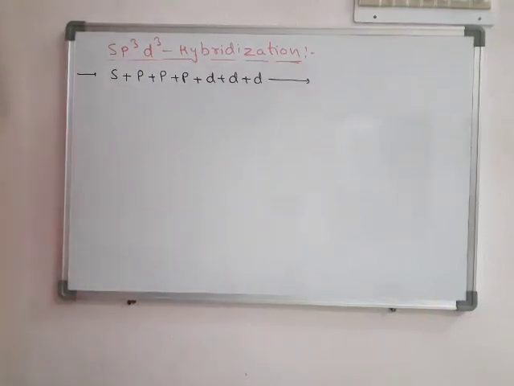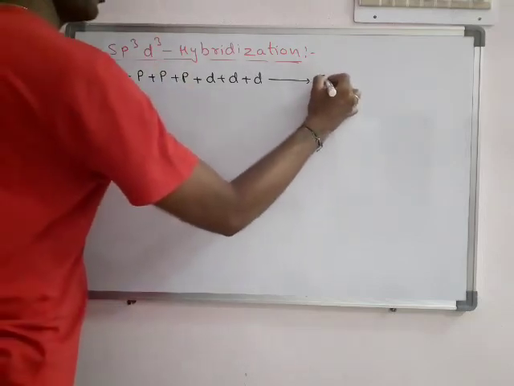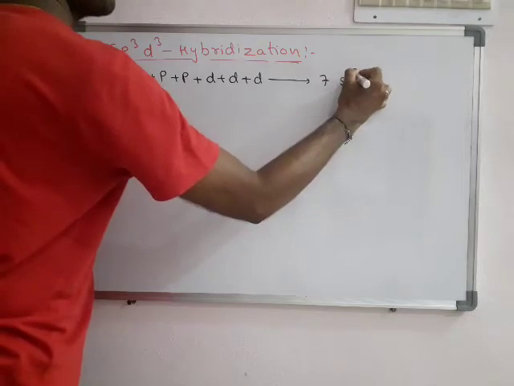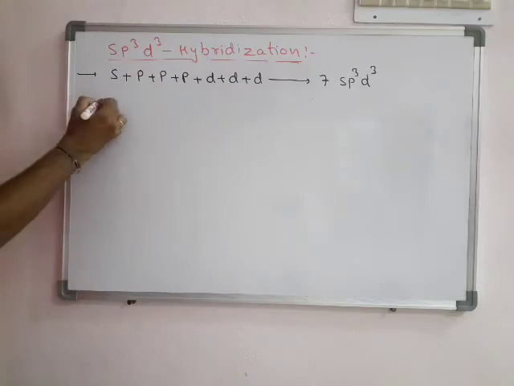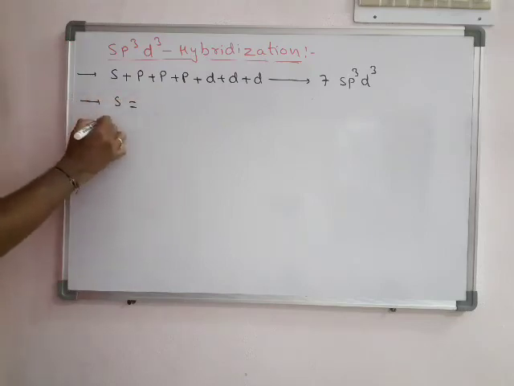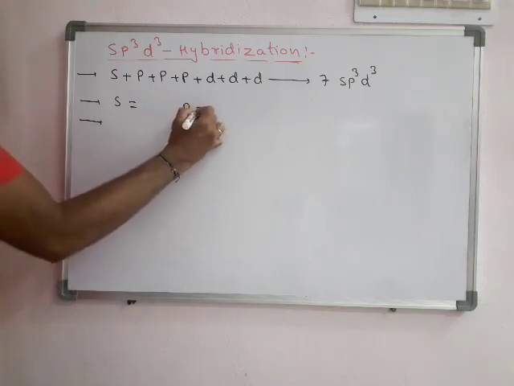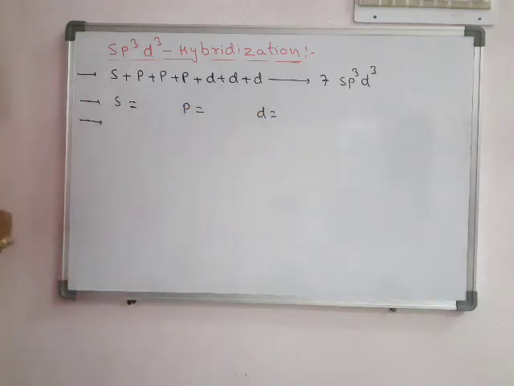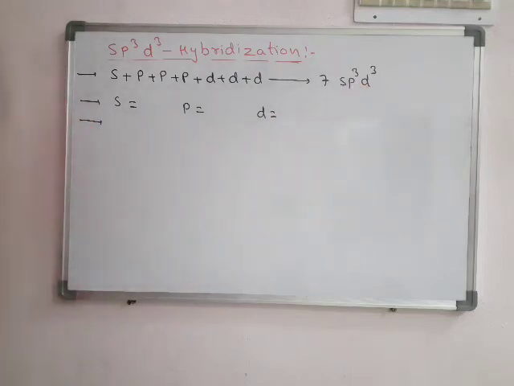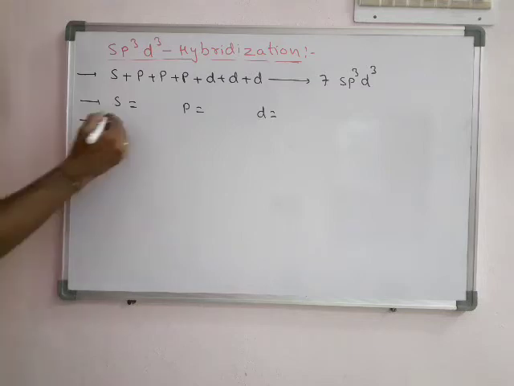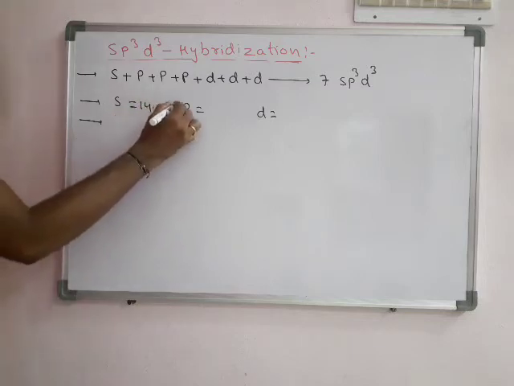So how many will form? 1 plus 3 plus 3 is 7. So 7 sp3d3 hybrid orbitals will form. Now what is the s character, the p percentage, and the d percentage? There are 7 units present, each treated as 1 unit, and the total is 100 percent. So each one gets approximately 14.28 percent.